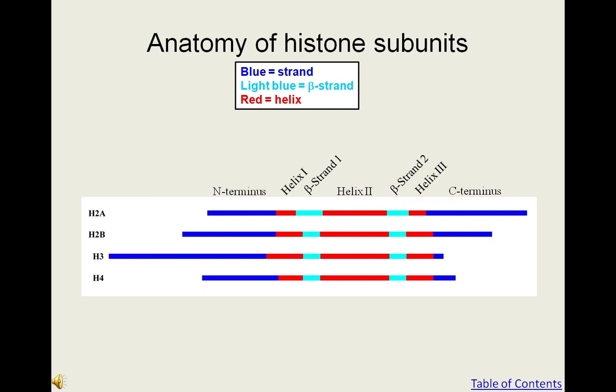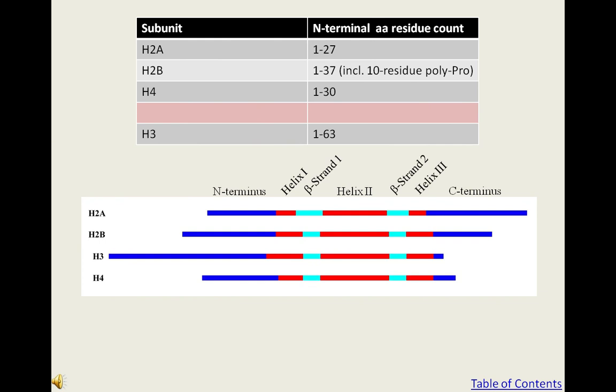For reasons given previously, we have elected to ignore the C termini for now. We shall have no such luxury with the N termini, however. Let us then begin to examine them. The first thing we notice is that the N termini of 3 out of 4 of the subunits, H2A, H2B, and H4, are about the same length, 27, 37, and 30 amino acid residues respectively.